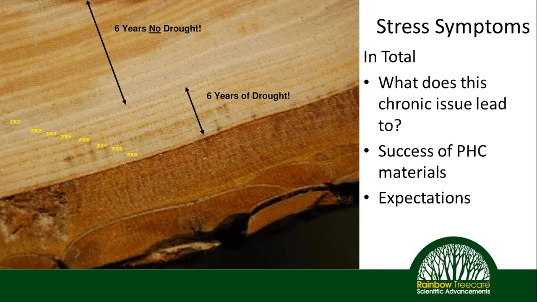So in kind of summary, what does a chronic issue lead to? It really leads to a long-term decline of the tree's ability to tolerate individual stresses. From a practitioner standpoint, we need to look at what strategies we can employ to provide the maximum amount of benefit without stressing the plant further. And certainly within that, the success of some of our plant healthcare materials will begin to decline as the stress increases, in the chronic sense, with how many years it has been stressed. And with that, we may need to actually adjust our customers' expectations of what kinds of success they can actually get.